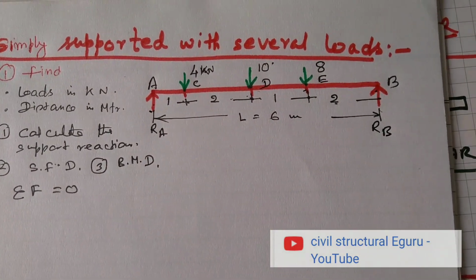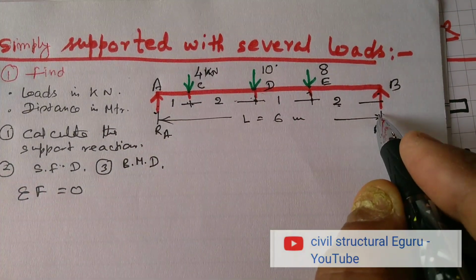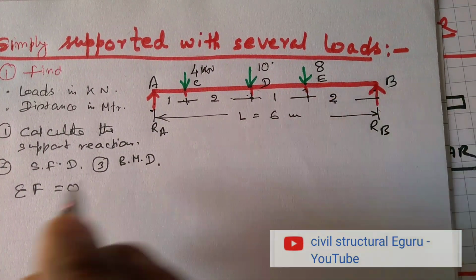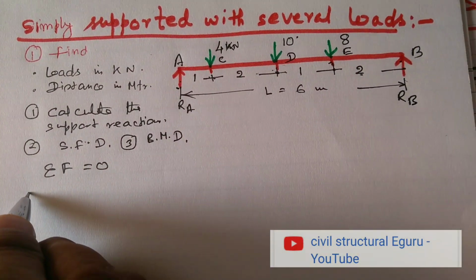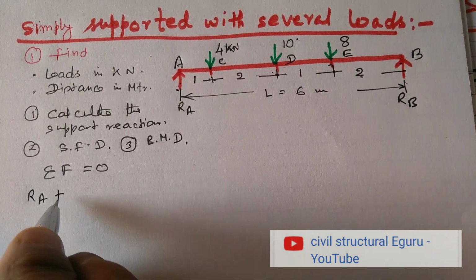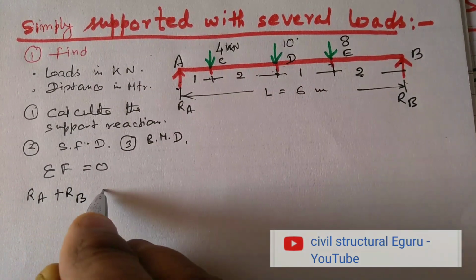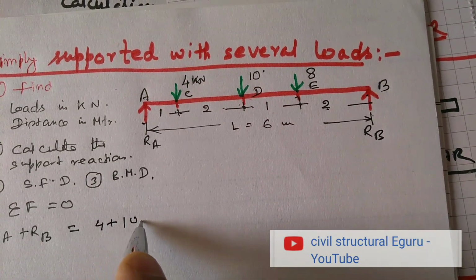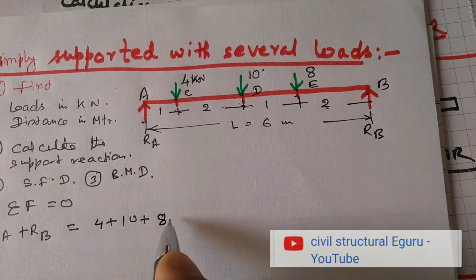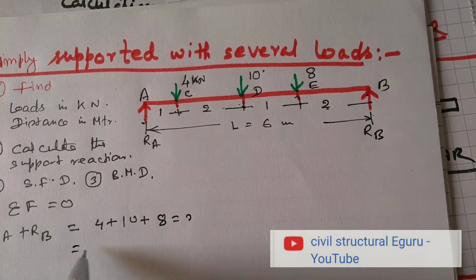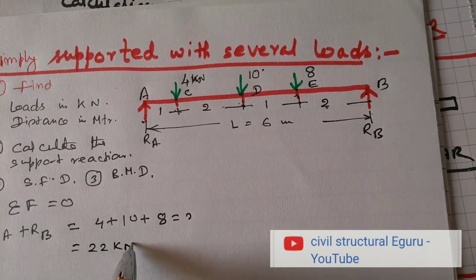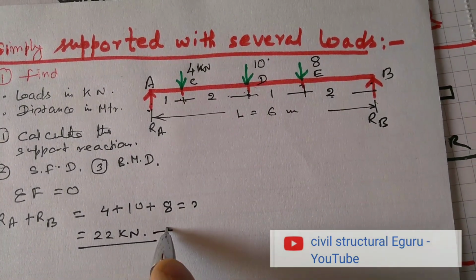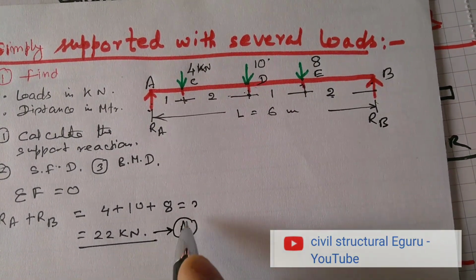Now note that these two supports are taking the loads 4 plus 10 plus 8. So write down RA plus RB equal to 4 plus 10 plus 8 equal to 22 kilonewton total. This is equation number 1, you can say equation number A.